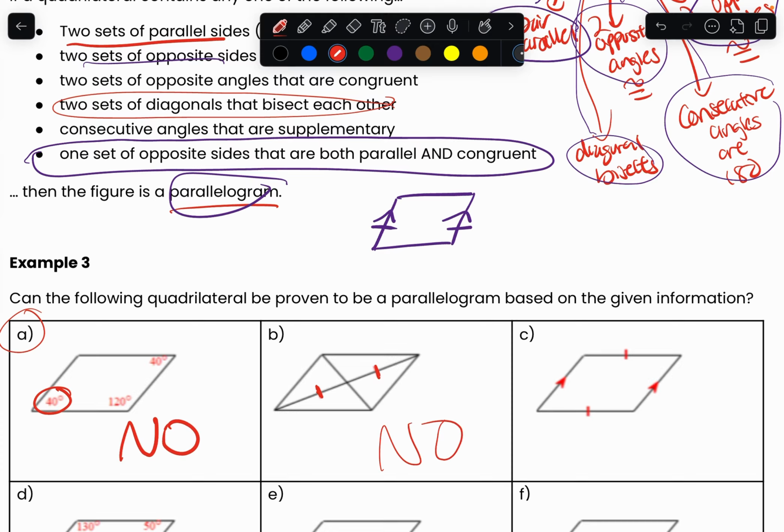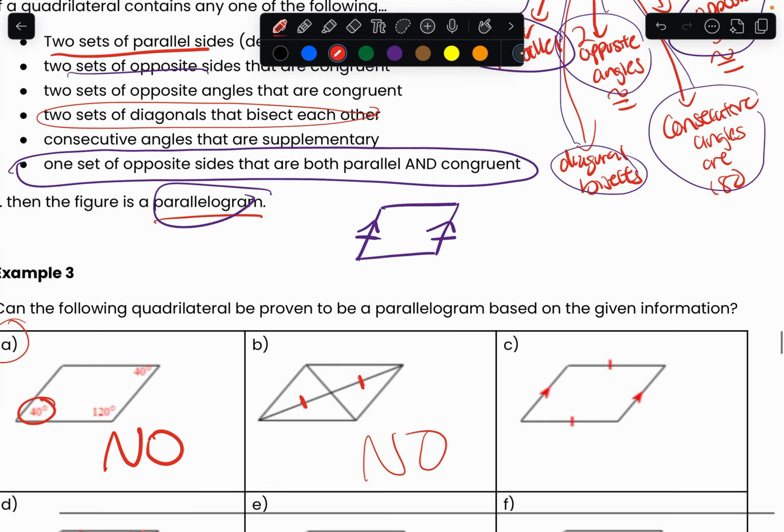Next one. Let's take a look at this one. Ask yourself these questions. Do I have two sets of parallel lines? No. Do I have two sets of opposite sides? No, I only have one pair for both of these questions, actually. Do I have two sets of opposite angles? No. Do I have diagonals that bisect each other? I don't even have diagonals, so no. Do I have consecutive angles that are supplementary? No. And last one. Do I have a pair that's both congruent and parallel? No. So the answer will be no.